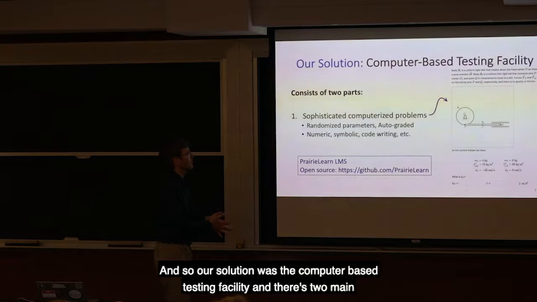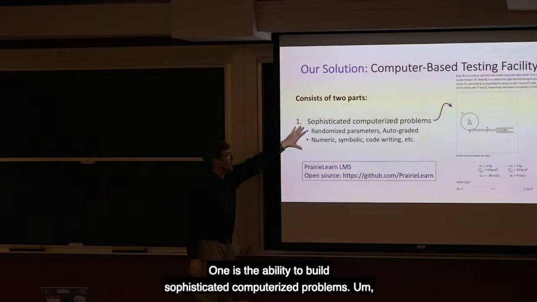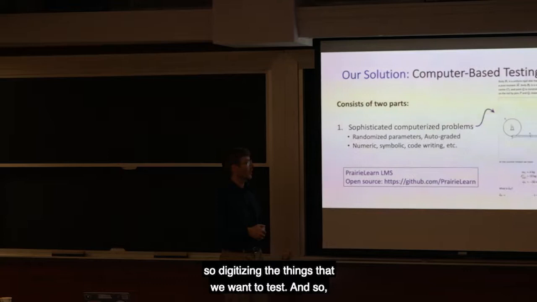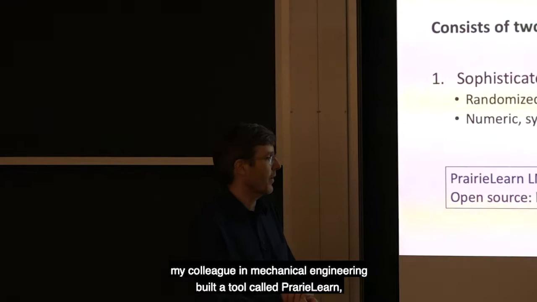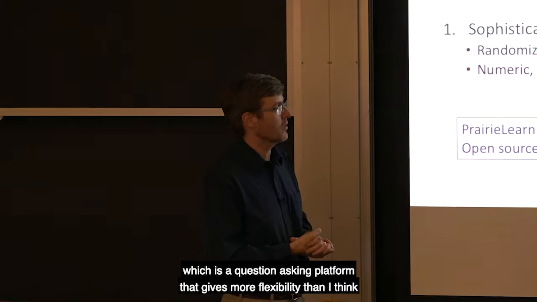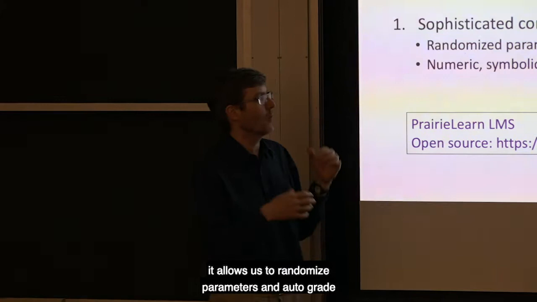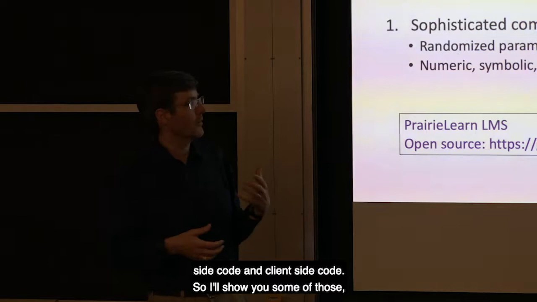And there's two main pieces to that. One is the ability to build sophisticated computerized problems, so digitizing the things that we want to test. And so my colleague in mechanical engineering built a tool called PrairieLearn, which is a question asking platform that gives more flexibility than I think just about any platform. So in particular, it allows us to randomize parameters and auto-grade a wide range of questions. And you have complete control of running server-side code and client-side code. So I'll show you some of those.